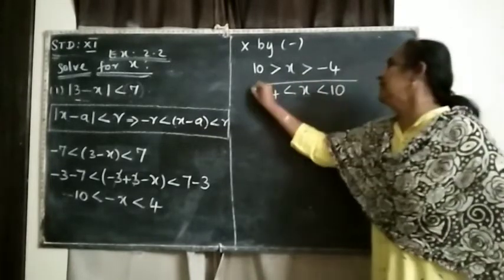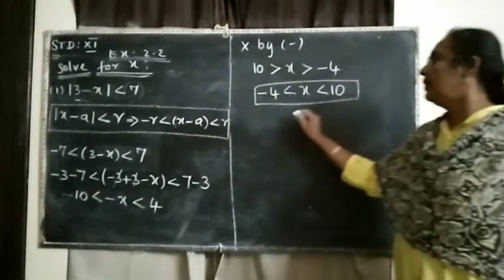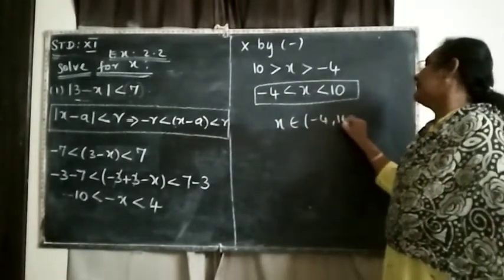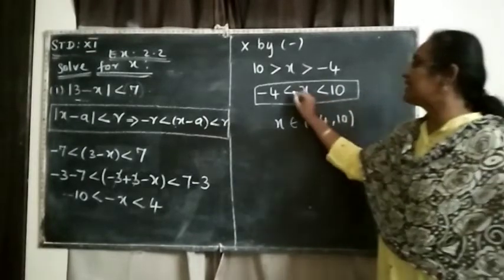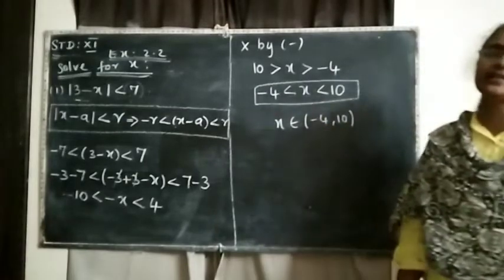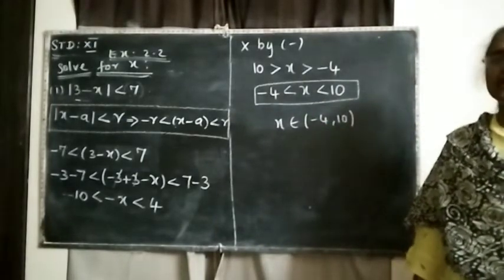So I can write the solution like this, or x belongs to the open interval minus 4 comma 10. Because it is strict, what should I not do? I should not include those values. Is it clear for you?